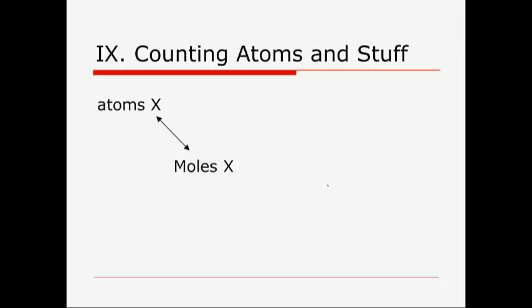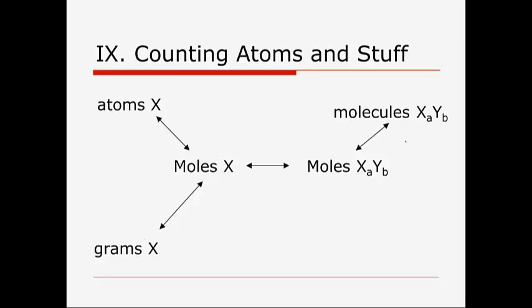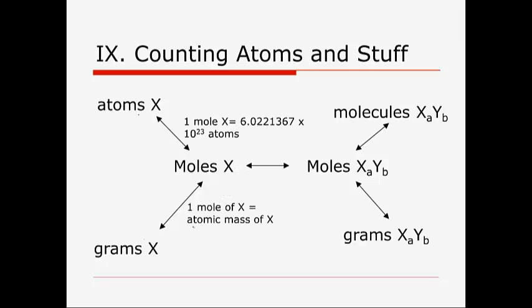You know you can change moles into atoms and atoms into moles because you have an equality. You can change moles of X into grams of X and grams back into moles. The arrows go both ways. Okay, and we just saw we can change moles of X into moles of XAYB. Okay, how do I get from here to here? I need an equality. Okay, whoops, moles of XAYB can go to molecules of XAYB and also grams of XAYB. Okay, how do I go from here to here? Or from here to here, we need an equality. 1 mole of X, 6.0221367 times 10 to the 23rd atoms. Okay, 1 mole of X is equal to the atomic mass of X.